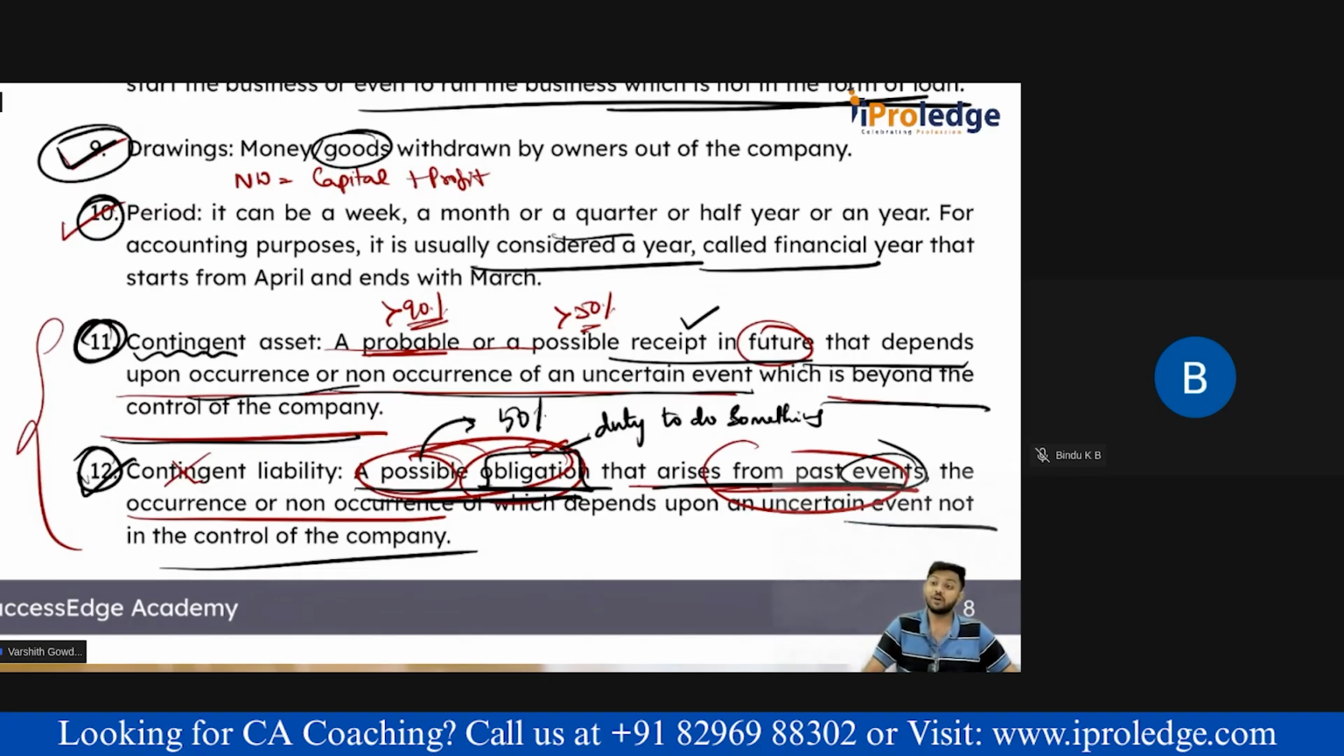It depends on the event. On what event? On the judge giving the order. Correct? This is the best example for a contingent asset or liability. Now, for me, this is what? A contingent liability until the judge gives the order. Now, let's see the definition.